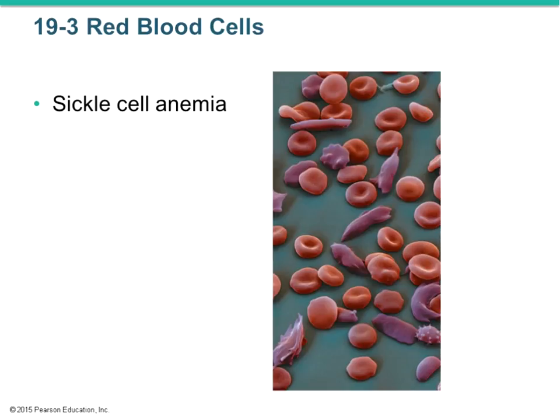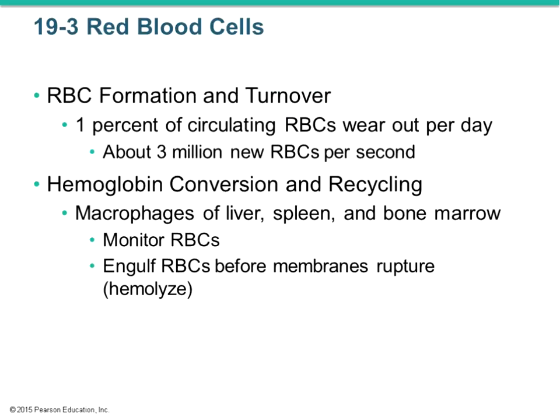So if you look at this image, here you can see some normal red blood cells, but then you can see some sickled cells as well, and you can see how they kind of have a sharp point on them and really abnormal looking red blood cells. Okay? So that can be dangerous and cause clotting issues.